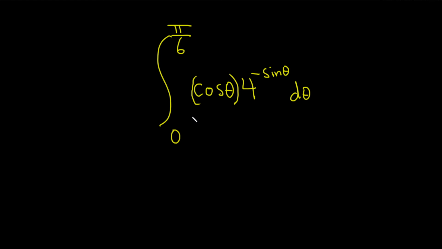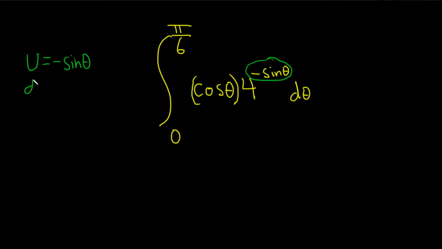In this problem, we have to evaluate this definite integral. So we'll start by making a U-substitution. We're going to let U be the inside piece, so this piece here. So U is going to be equal to negative sine of theta.